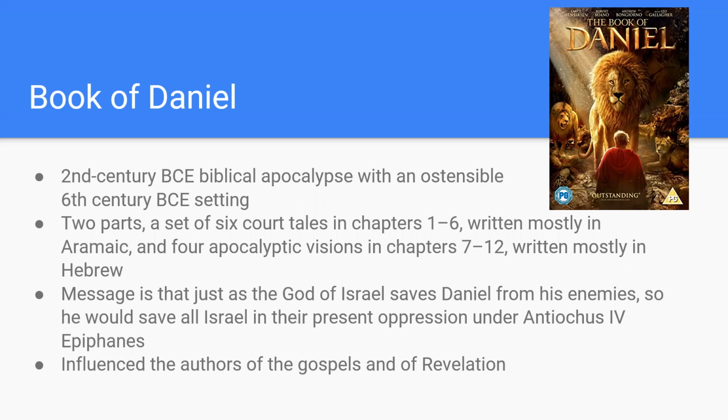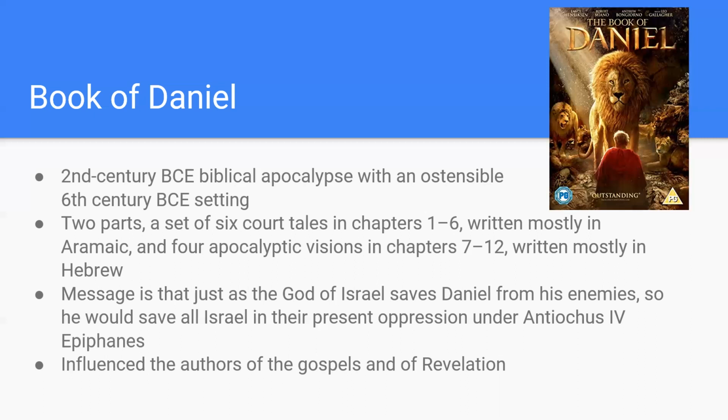There are two parts to the book of Daniel. The first is a set of 6 court tales that appear in chapters 1 through 6 and includes what we're talking about today. It's written mostly in the language of the 2nd century BCE, which is Aramaic. And then there are 4 apocalyptic visions in chapters 7 through 12 that are written mostly in Hebrew.